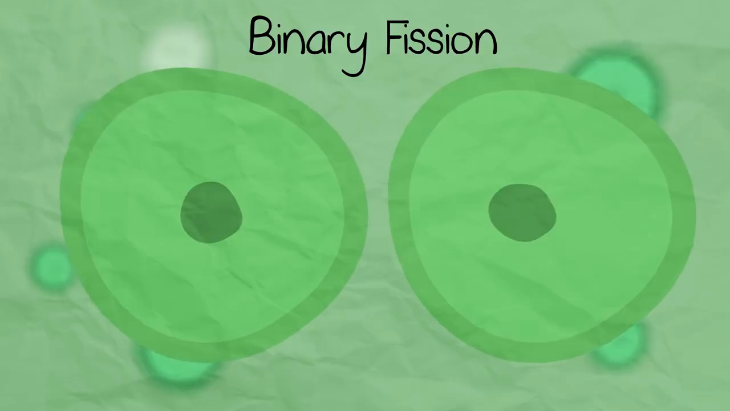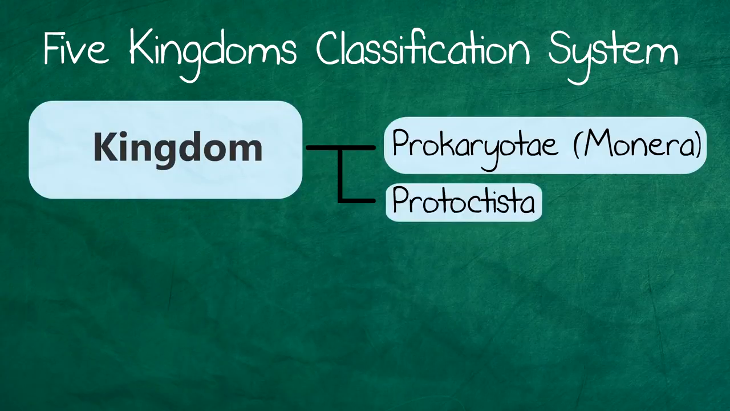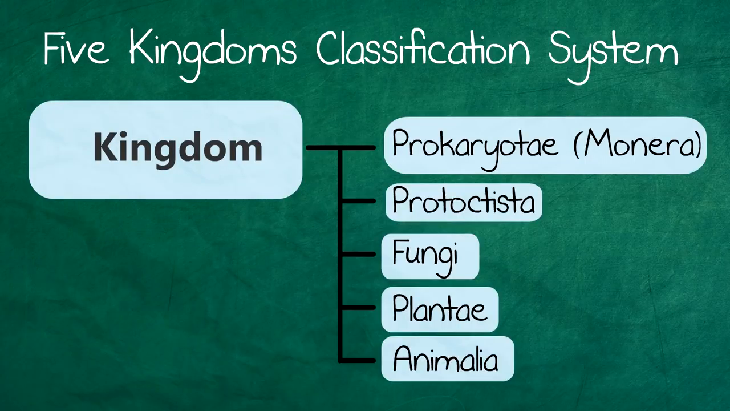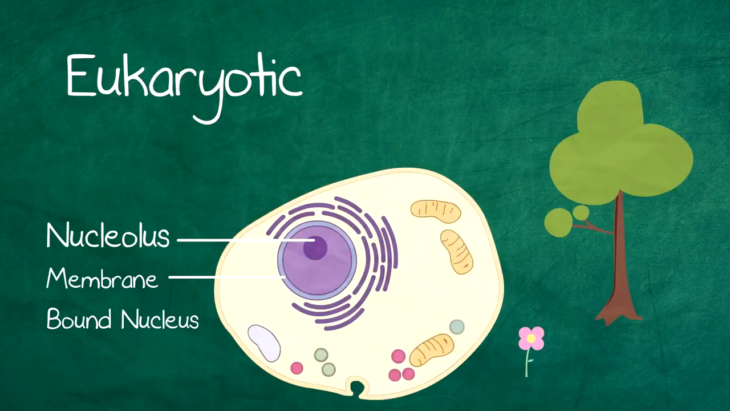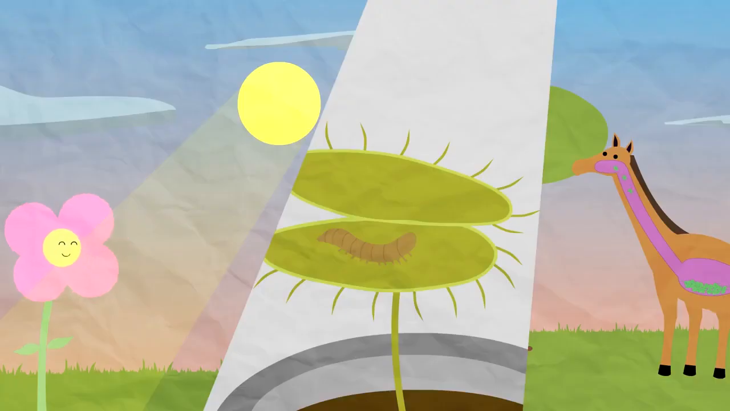So from this video, you should know, kingdoms break down into 5 groups based upon different characteristics, including whether they have cell walls, are eukaryotic or prokaryotic, and how they get nutrition.